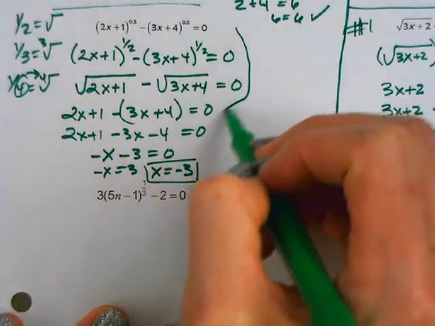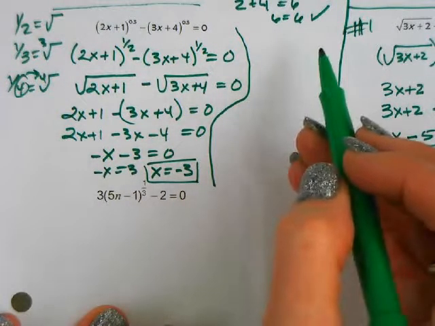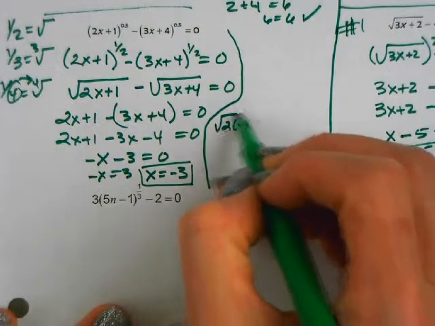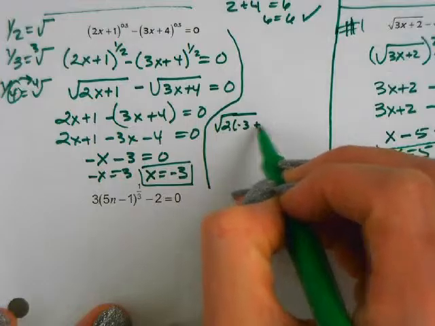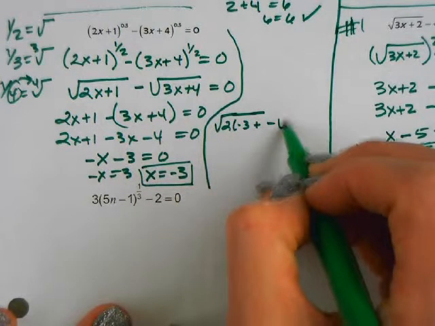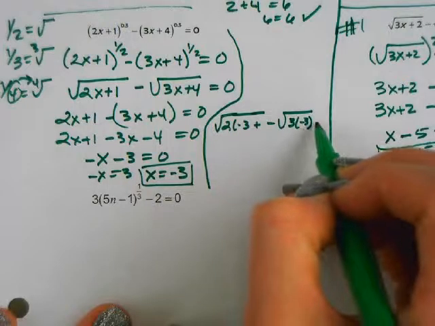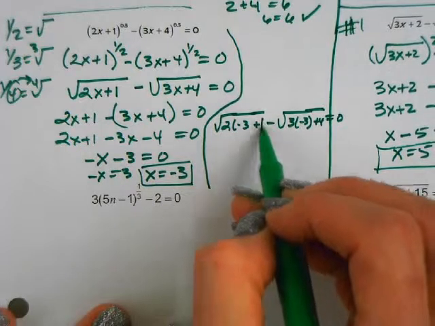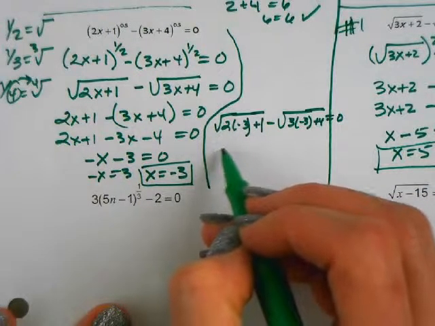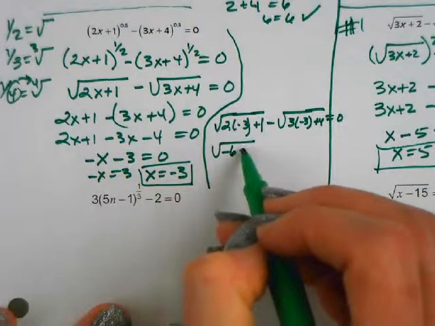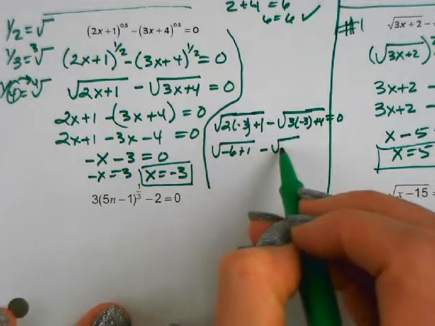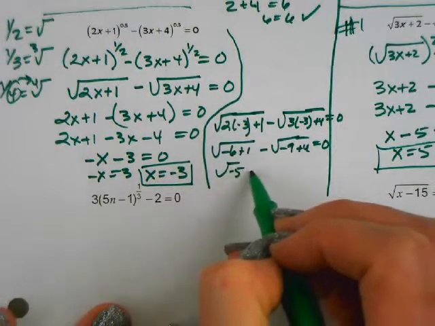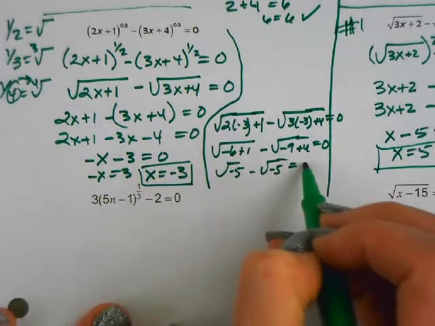Okay? Now, questions on that? Now, when you go to check it, here's the tricky part. You go and you plug it in. So I'm going to plug in my square root of 2 times a -3 plus 1. I'm going to get a minus square root of 3 times a -3 plus 4. Okay, that should equal 0. So when I do that, I'm going to have a -6 plus 1 minus a -9 plus 4 equals 0. So I have the square root of -5 minus the square root of -5 equals 0.